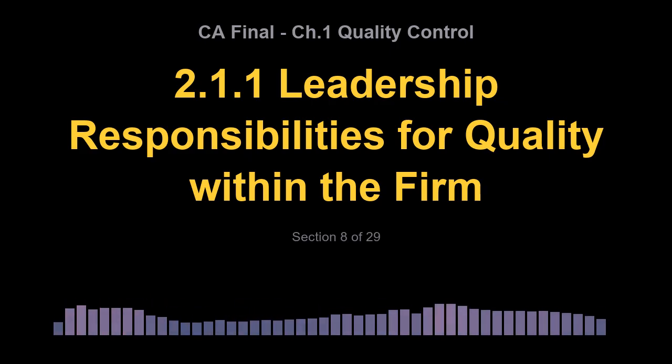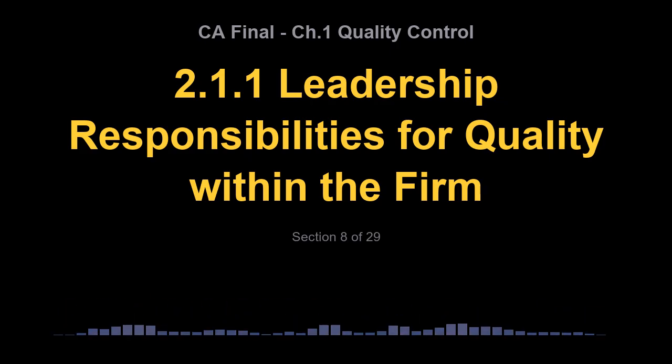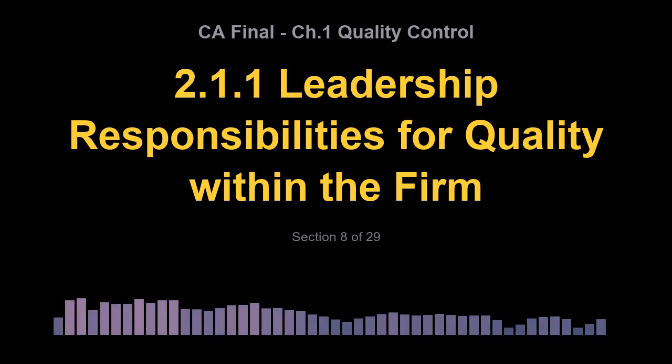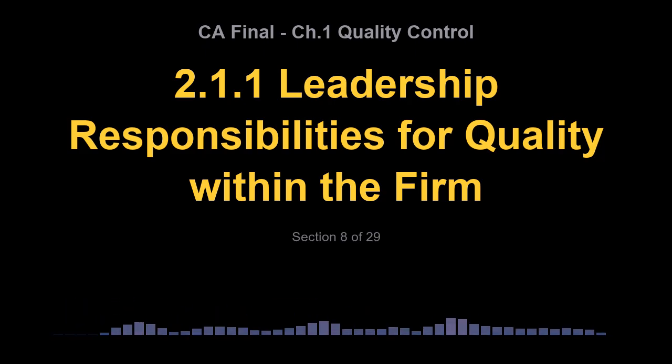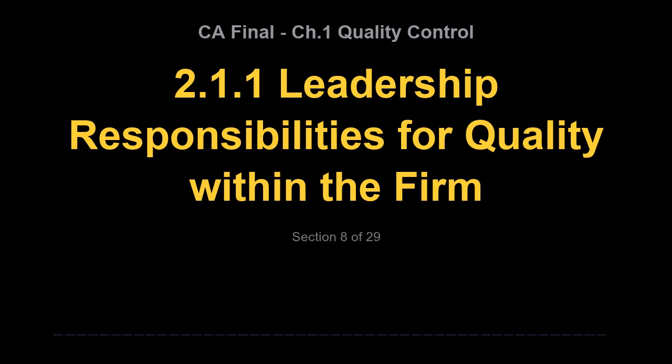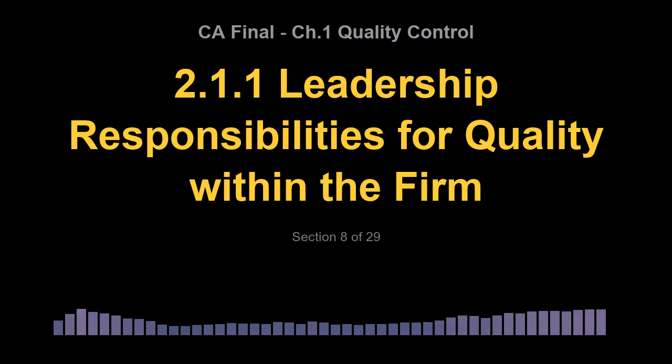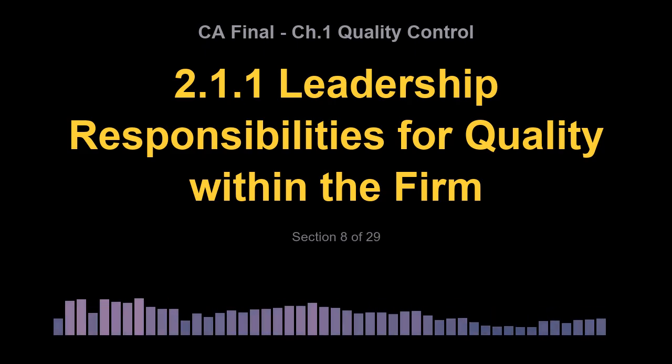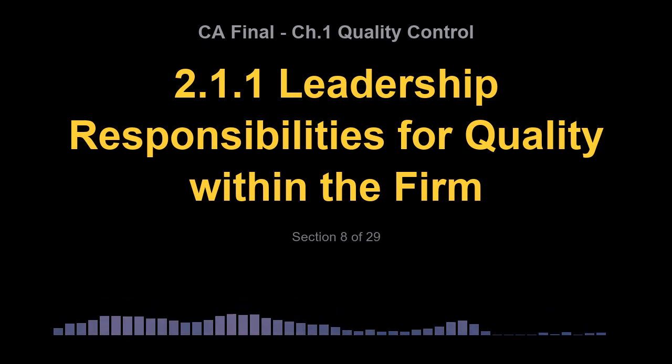Overall, such a situation reflects a lack of proper establishment of a quality control framework at the top of the firm. The following considerations should be taken into account while upholding the quality of the firm. The firm should assign its management responsibilities so that commercial considerations do not override the quality of work performed.